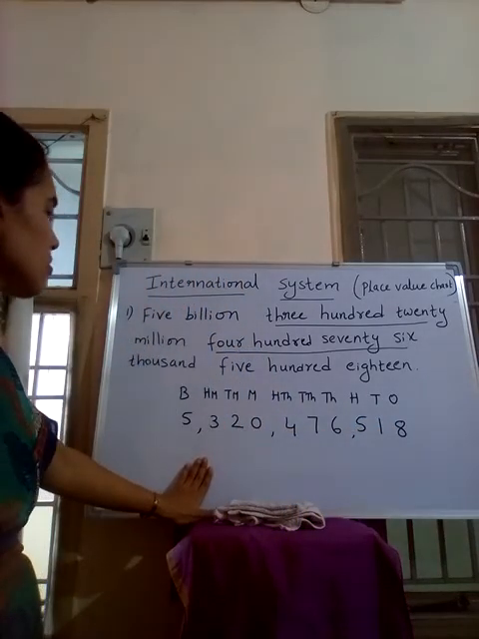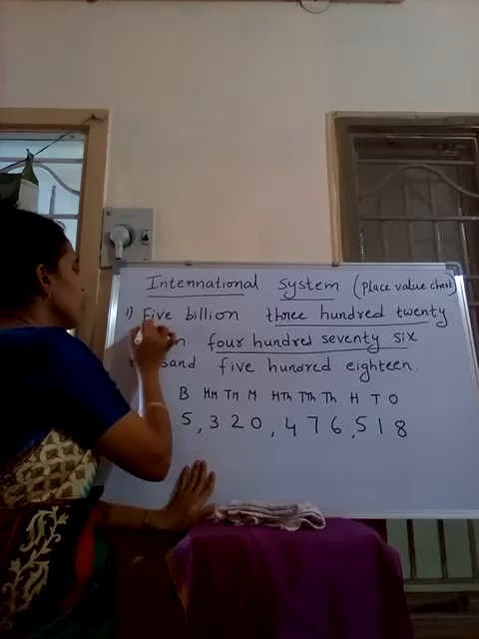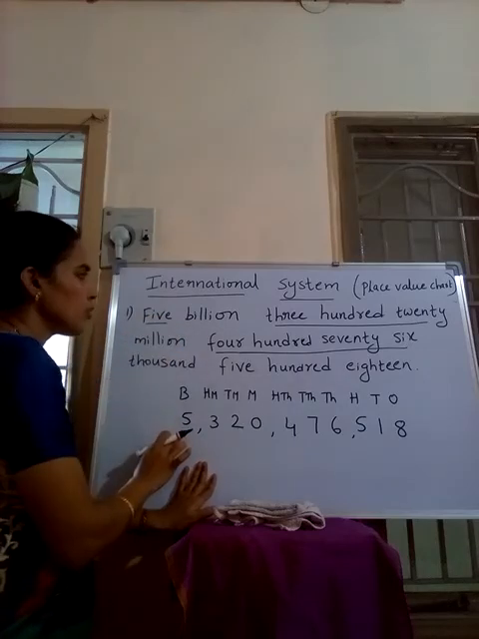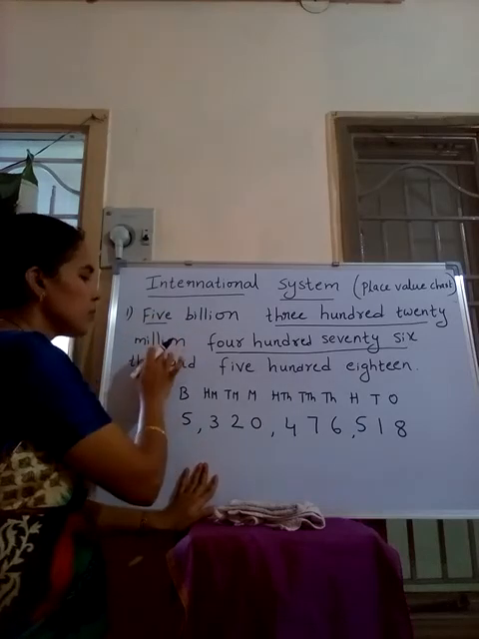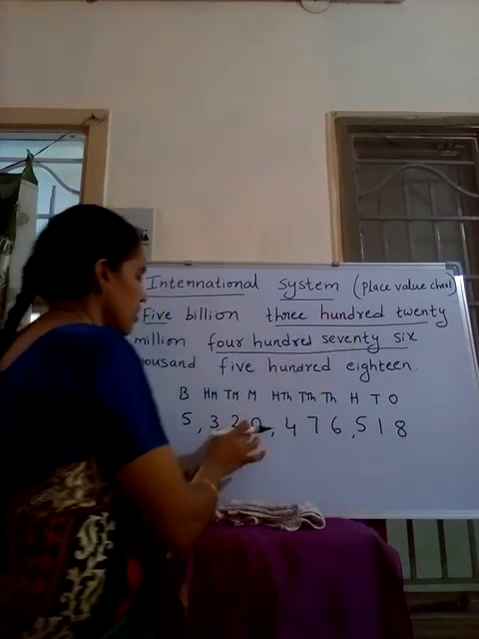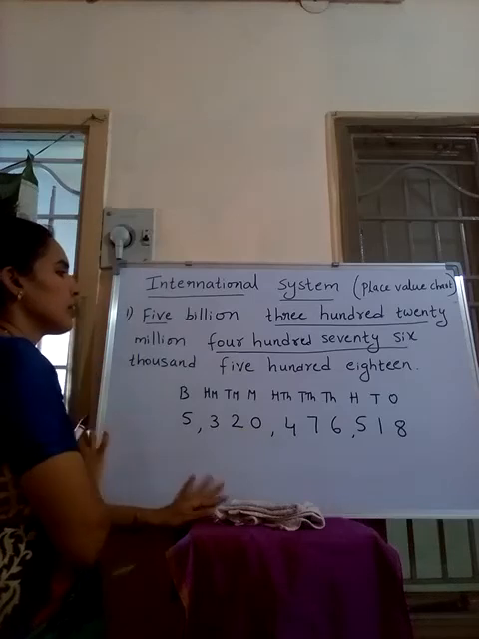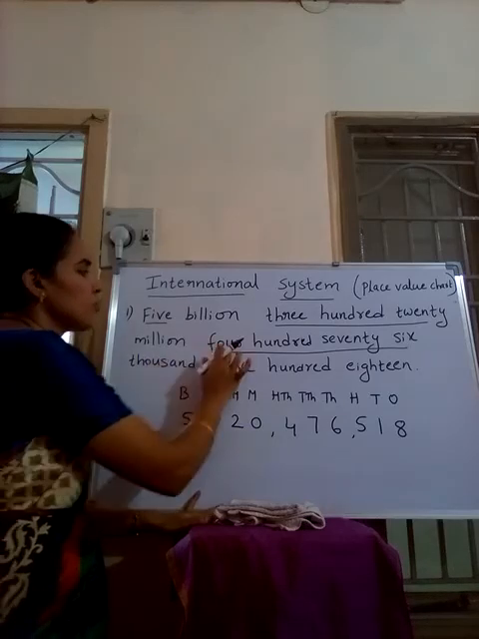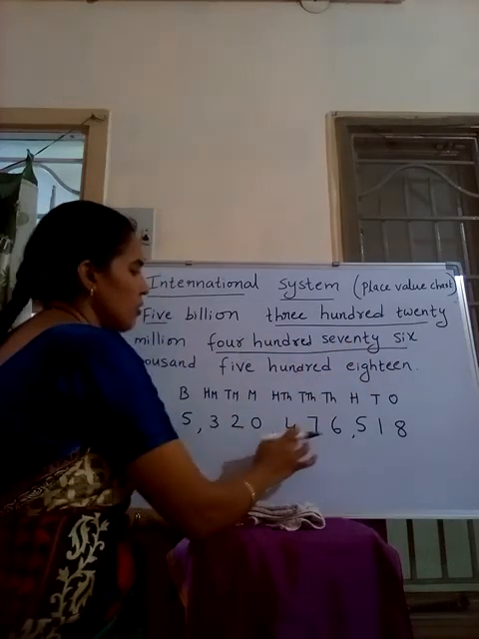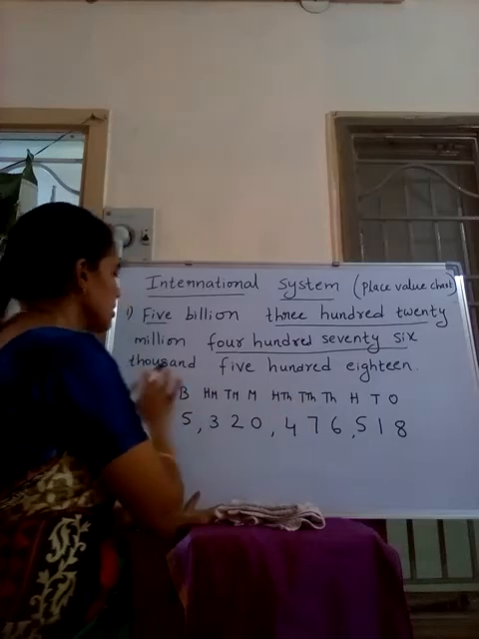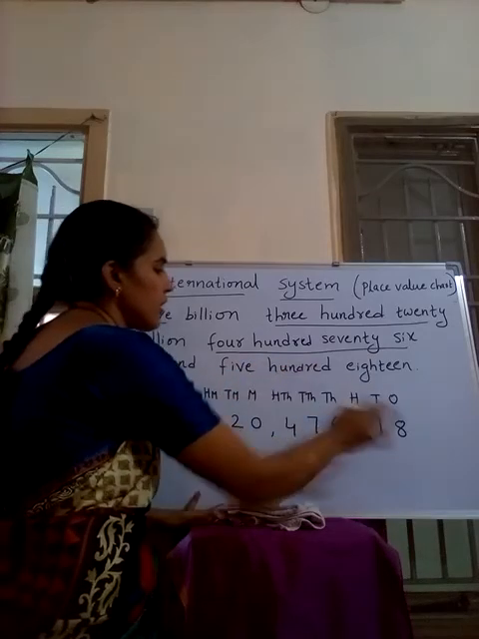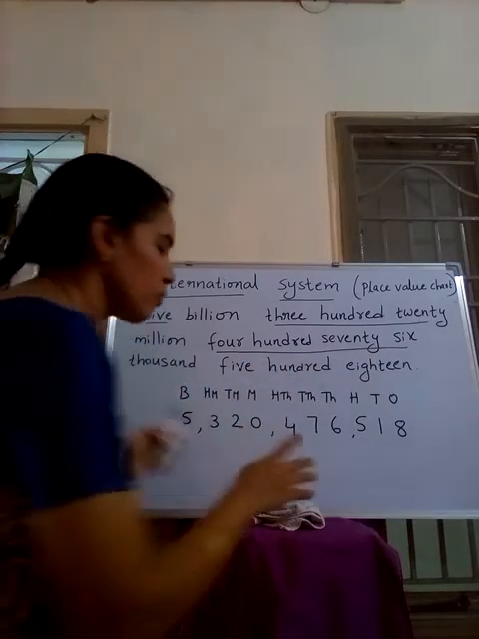Okay, any doubts? How many billions are there? 5 billion. And how many millions are there? 320 millions. And then next thousands, 476 thousands are there, and 518. Let us take one more example.